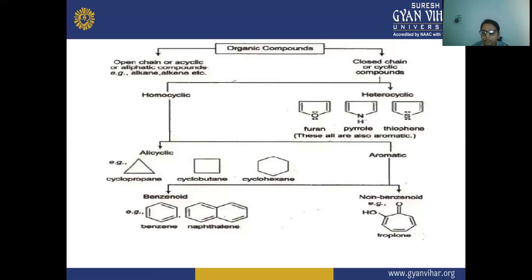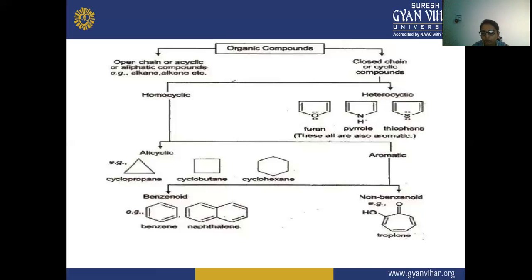Here these benzenoids, you can see they are having the benzene ring, and this is the naphthalene. These are the fused aromatic compounds, because in this the two benzene rings are fused to each other. So this is your fused aromatic compound.